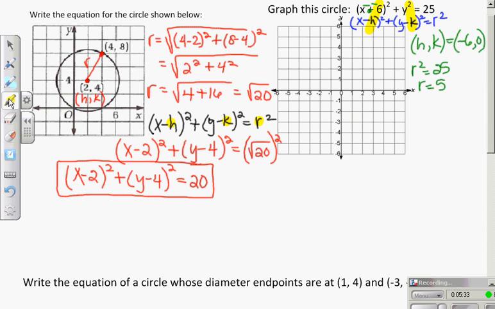So now I can graph it. (Negative 6, 0) is right here. The radius extends out 5 in every direction from the center. So let's pick some easy radii. 1, 2, 3, 4, 5. There's a point on the circle. 1, 2, 3, 4, 5. There's a point on the circle. 3, 4, 5. There's a point. And 1, 2, 3, 4, 5. There's a point. So this is my circle with radius 5.